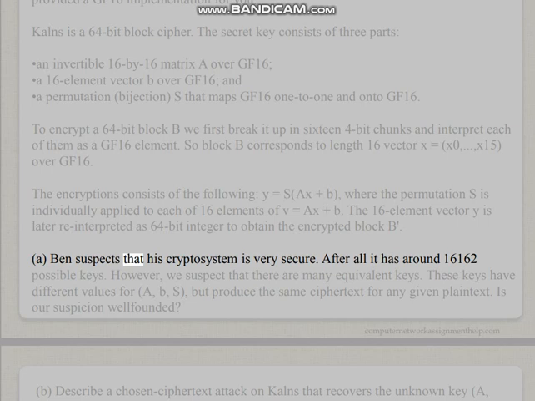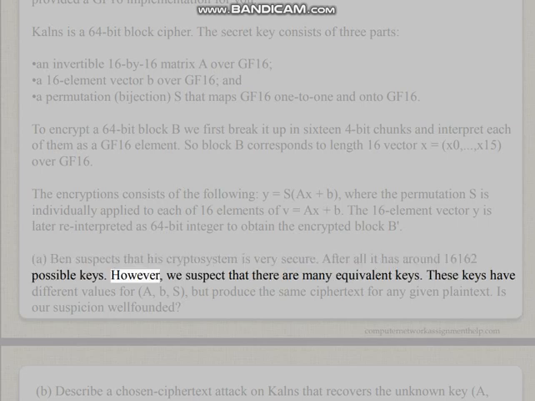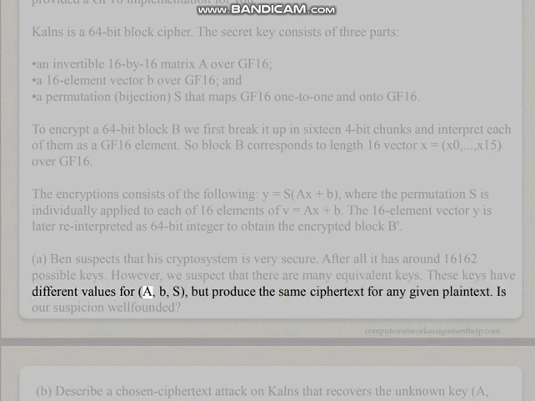Ben suspects that his cryptosystem is very secure. After all, it has around 16^162 possible keys. However, we suspect that there are many equivalent keys. These keys have different values for A, B, S, but produce the same ciphertext for any given plaintext. Is our suspicion well-founded?